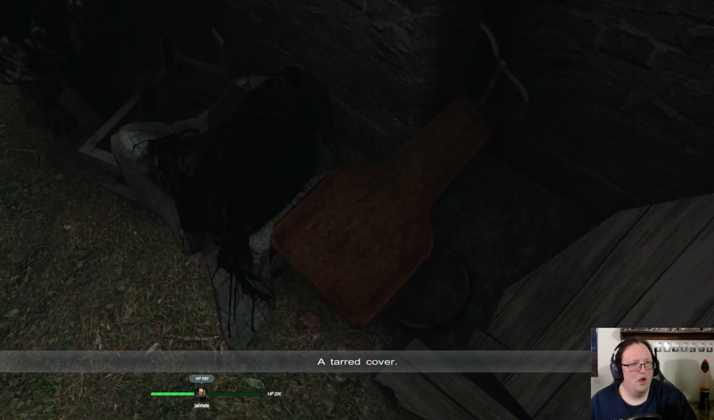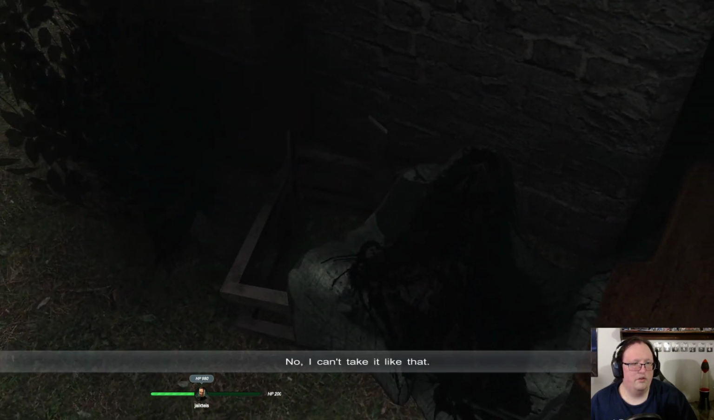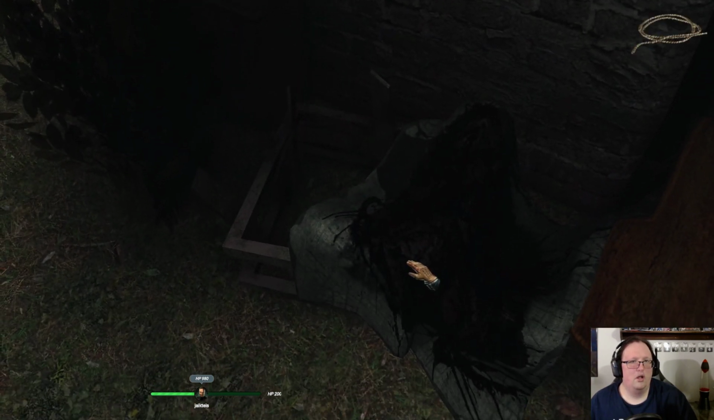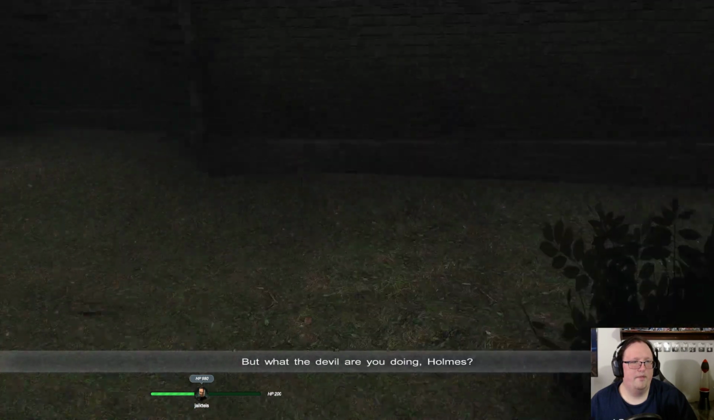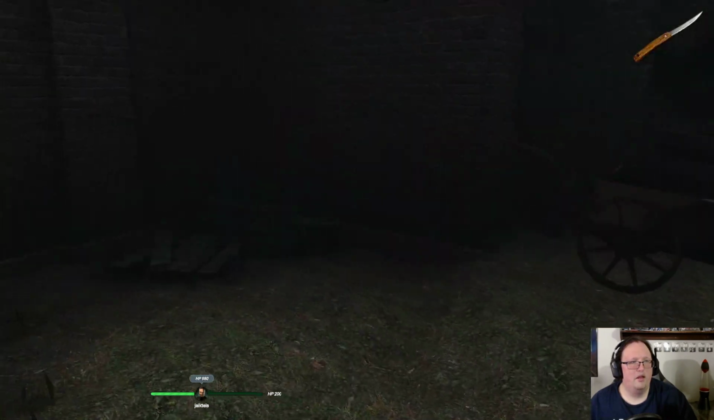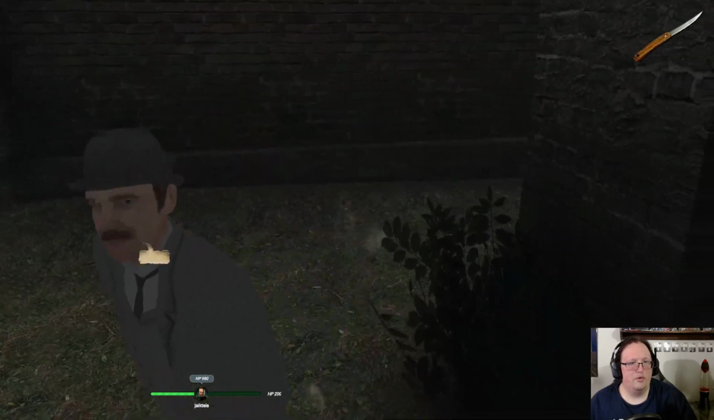A tarred cover. No, I can't take it like that. There, this piece of tarpaulin is very thin, but solid enough for our purposes. But what the devil are you doing, Holmes? Oh, there you are, Watson.